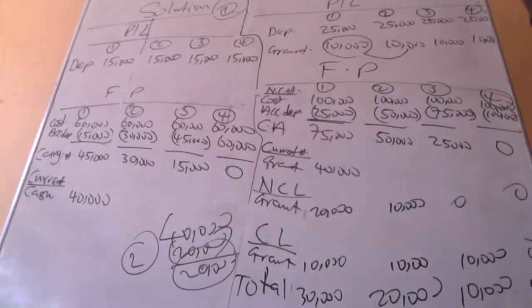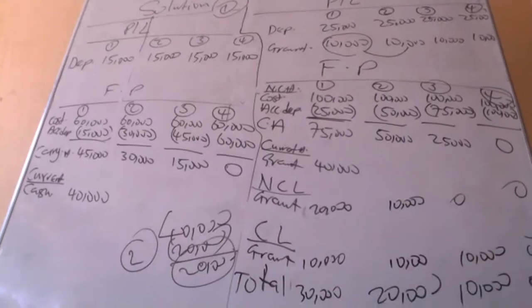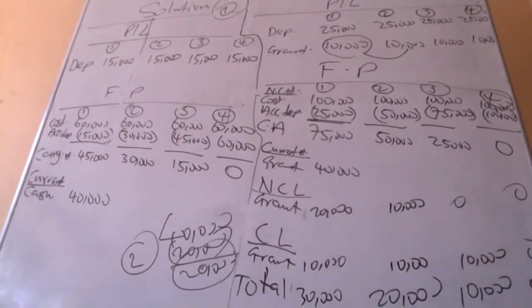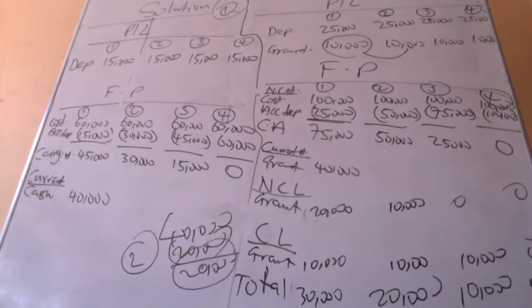Current will be 10. In the last year there will not be any liability, because all the grants will have been released in the income statement. I hope everybody gets it.